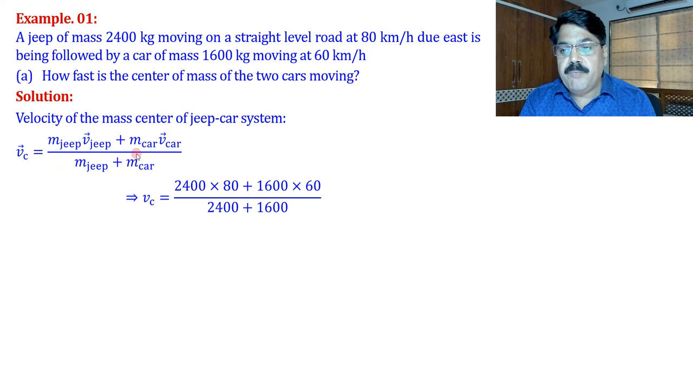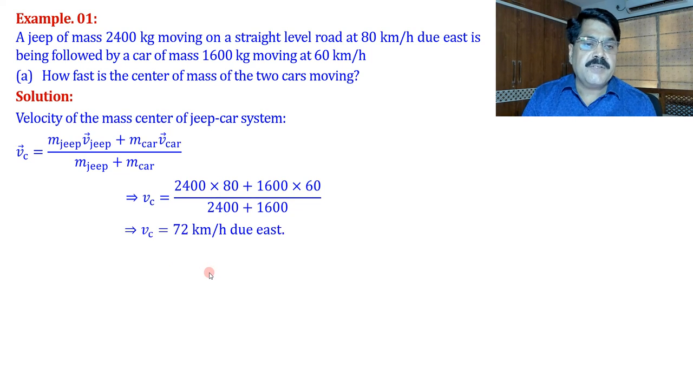So we started from the vector equation. Now we know the problem is one-dimensional. The motion is always east to west, so we are assuming east direction to be positive and west to be negative. Both these velocities are in the east, so we have taken them positive. By solving this, what do we get? Vc is equal to 72 km per hour due east. So the center of mass is moving with 72 km per hour in the east direction.